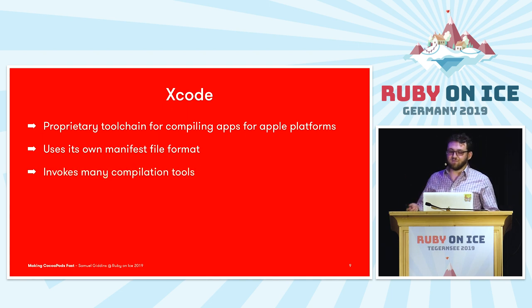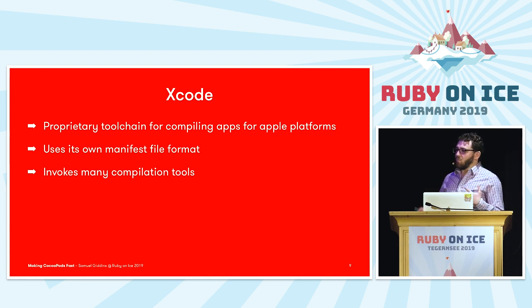And it goes ahead and invokes many compilation tools, things such as a C compiler, a Swift compiler, an asset catalog compiler, a managed object model compiler, a linker, all these sorts of things that, fortunately, in the Ruby world, we don't have to deal with.